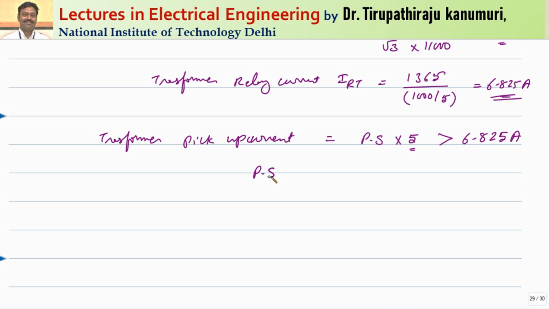From this we can tell that the plug setting that is required, or the current setting, because plug setting is also called the current setting, will be greater than 6.825 divided by 5. So this will come as 1.365. This is nothing but 136.5 percent. So the plug setting should be 136.5 percent.